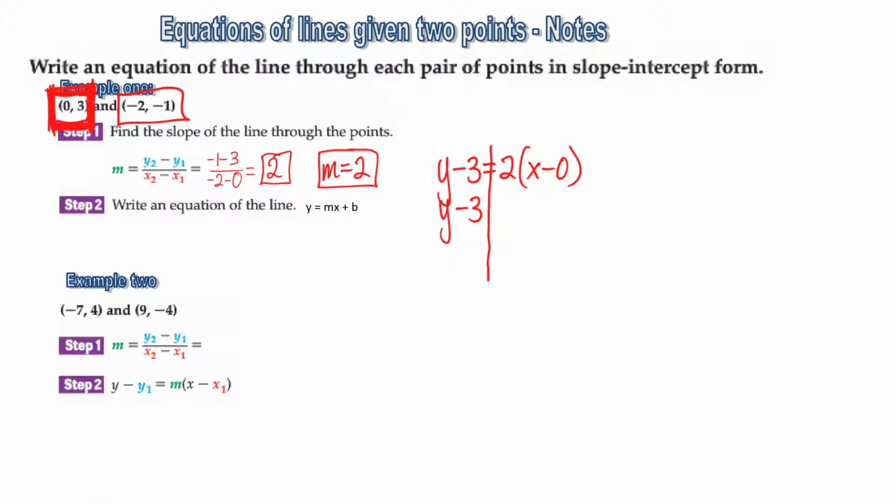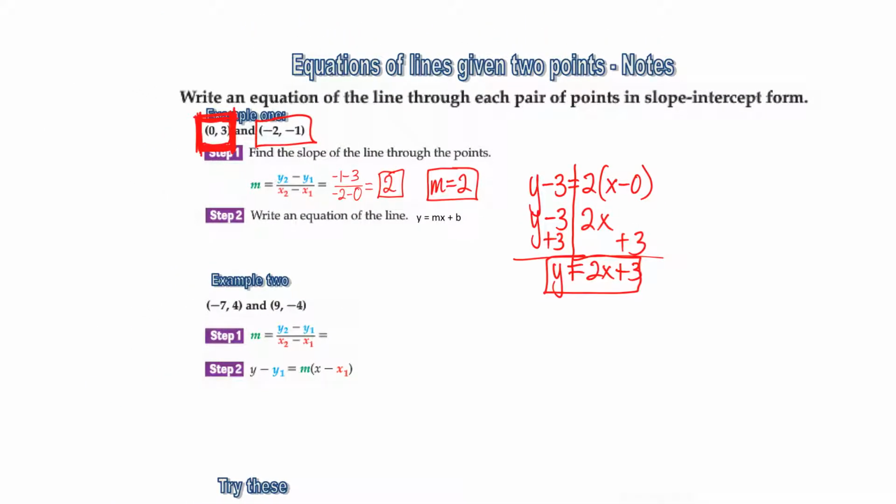So y minus 3, and when I distribute on the right-hand side, what do I get? 2x, and 2 times 0 is 0, so there's no reason to write 0 there. And I'm going to add 3 to both sides. Y equals 2x plus 3. And that's it.